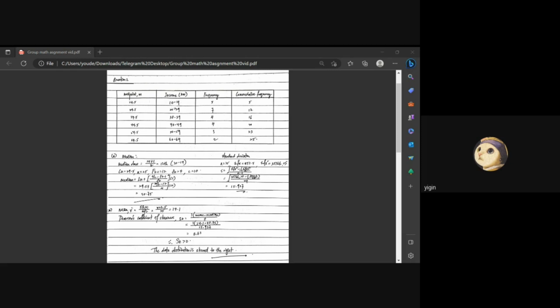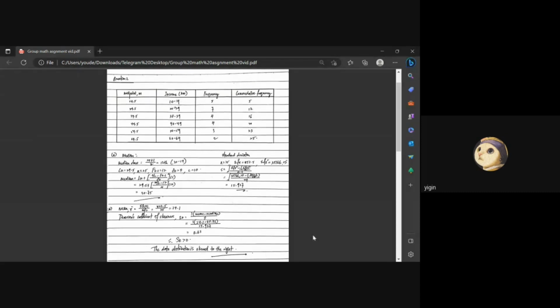Next is the N, which is the sum of frequency. We can just directly take the number in the last row of the cumulative frequency. The next one is Fk minus 1, which is the cumulative frequency before the median class. In this question, the Fk minus 1 is 12. The next one is Fk, which is the frequency of the median class, that is 4.